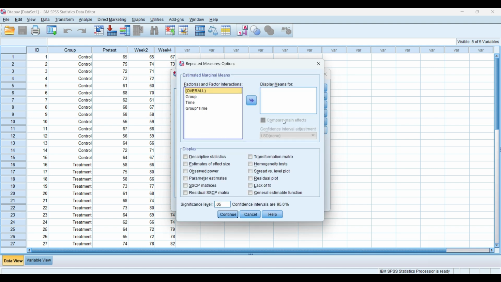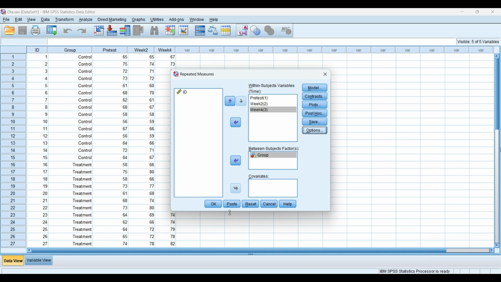Okay, now click on Options. We need means for overall mean, group mean, time mean and interaction mean. And then we will click on compare main effects. We are using the Bonferroni method, and we also need descriptive statistics, estimates of effect size and homogeneity tests. So we will click on Continue. So we have set all parameters. So now we are going to perform the repeated measures ANOVA. Okay, now we'll click on OK.